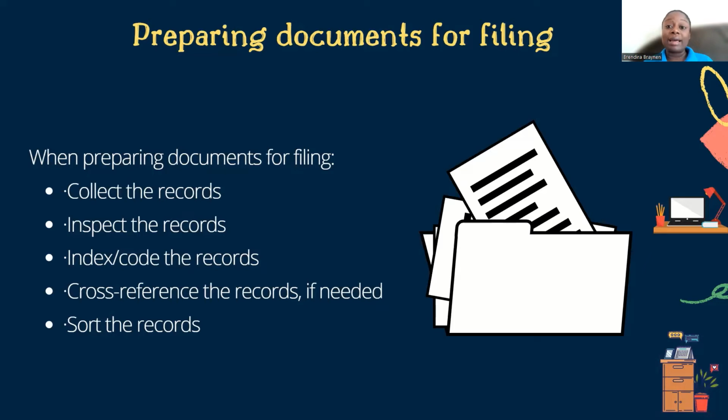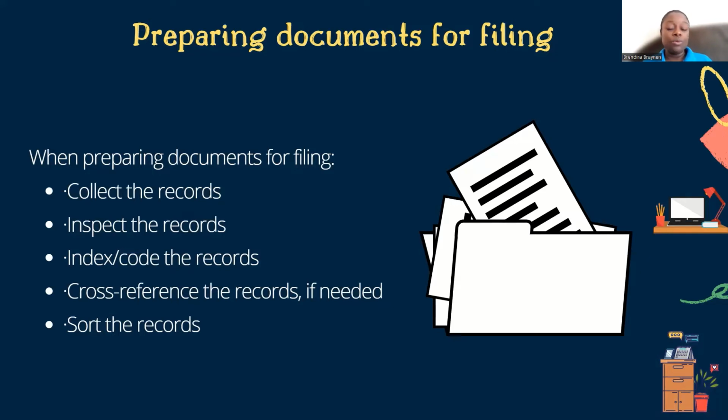Normally we collect the records, so we collect the different papers and documents that need to be filed. We inspect them, or look at them, and make sure that they are complete and ready to be filed. Then we index and code those records.